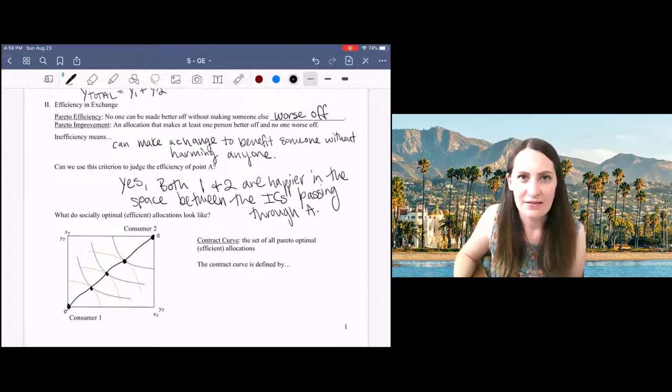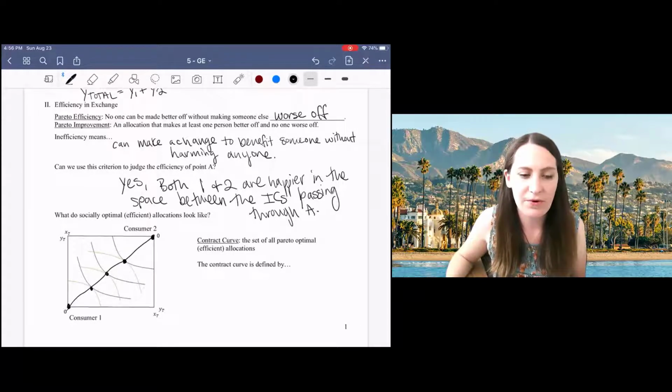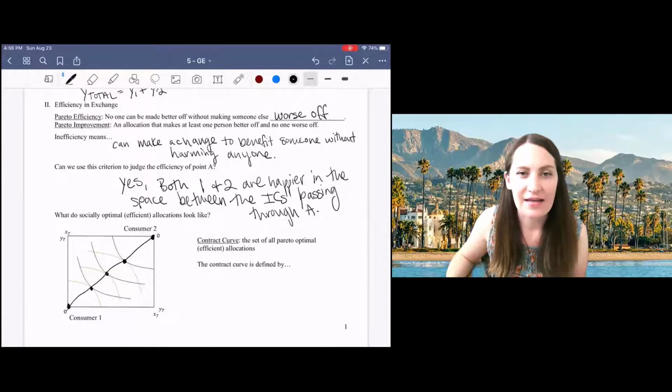The contract curve refers to the set of all Pareto optimal allocations. And notice that it will always pass through the points 0, 0 for each consumer. That's because if one person has everything and the other person has nothing, there's no way to make someone better off without taking some products away from the person who has everything and giving them to the person who has nothing. That would improve fairness, but it would not meet our criteria for an efficiency improvement.